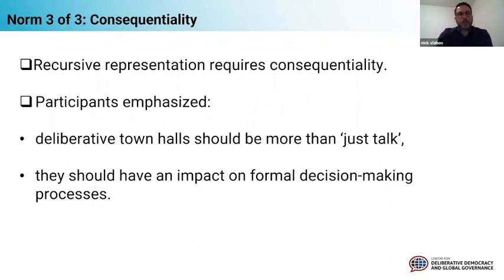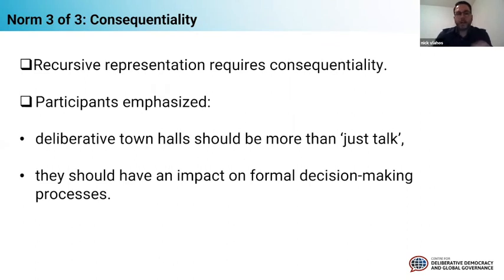And so norm 3, consequentiality. Recursive representation requires that the issues being talked about have some sort of consequential impact. And it just so happens that we were very fortunate to have a conscience vote that the elected official was willing to base this conversation and process on.